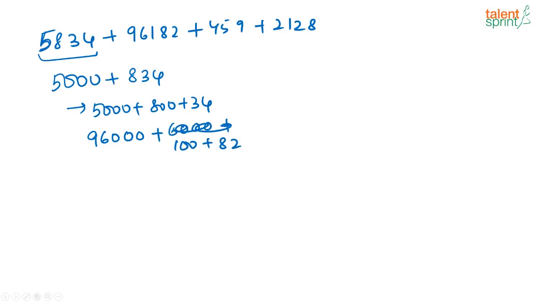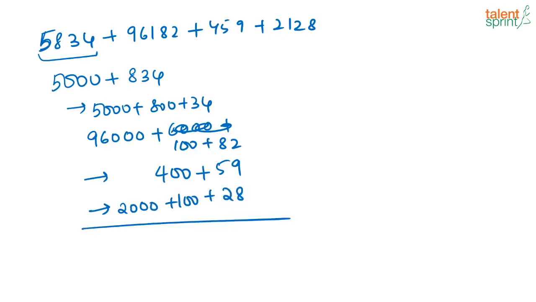So basically you can split the big number into smaller parts and then add them. Again, 459 you can say as 400 plus 59. Similarly, 2128 you can say as 2000 plus 100 plus 28.